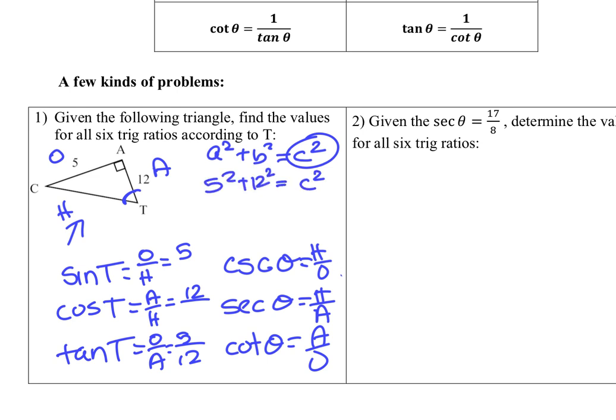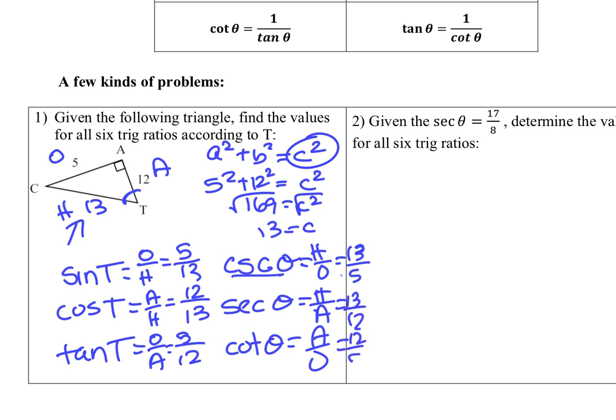We'll fill that in. So that's 5 squared plus 12 squared is 169. Take the square root, and you get 13. Now, we're, of course, going to get radicals here, but I'm just choosing not to put those in right now. Okay, I put those in. Now, if I want to find the cosecant, secant, or cotangent, I just flip them. So 13 over 5, 13 over 12, and 12 over 5.